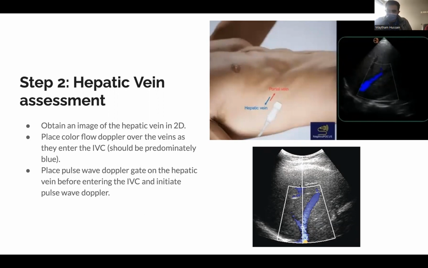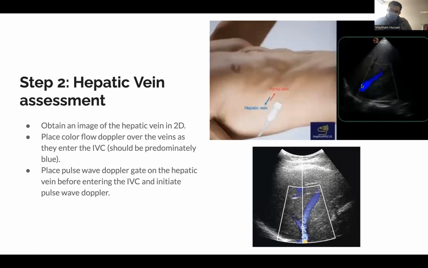until you see what we call the bunny ear sign. And that's the right and left hepatic vein draining into the IVC. Once you obtain that view, you can put color Doppler on, as we can see in this image here. And then the color flow should generally be blue, which means blood flow is moving away from your probe and towards the heart.